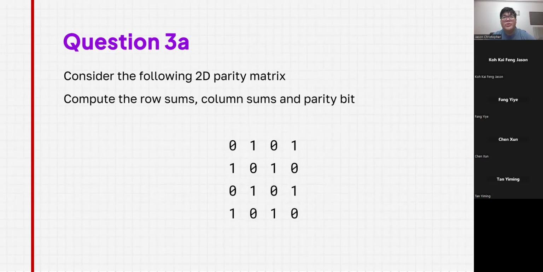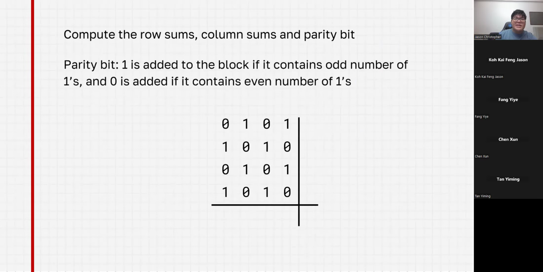We want to compute the row sums, column sums, and also the parity bit. So how do we do this? By the lecture, we learned that all this will be done through the even parity scheme. So if the data contains an odd number of ones, then we add 1. If it contains an even number of ones, then we just add 0.